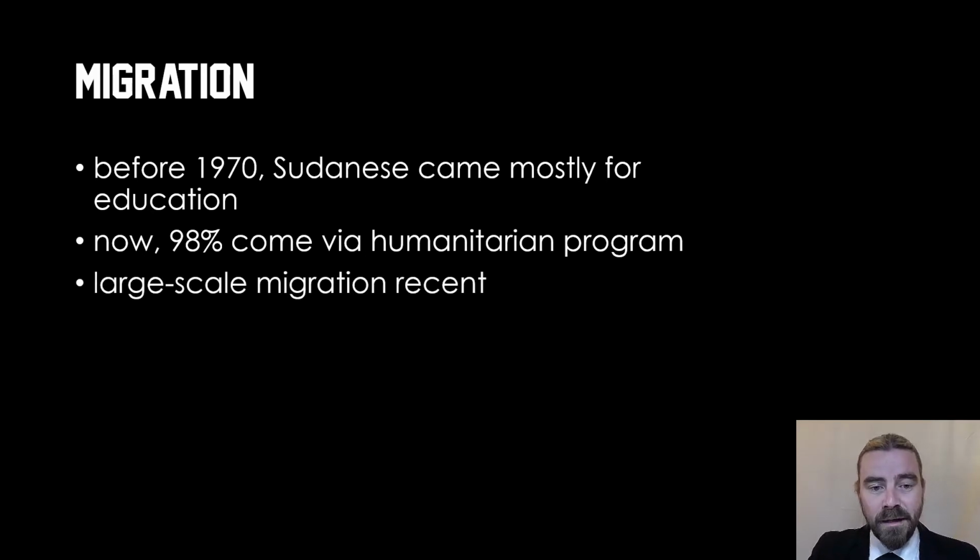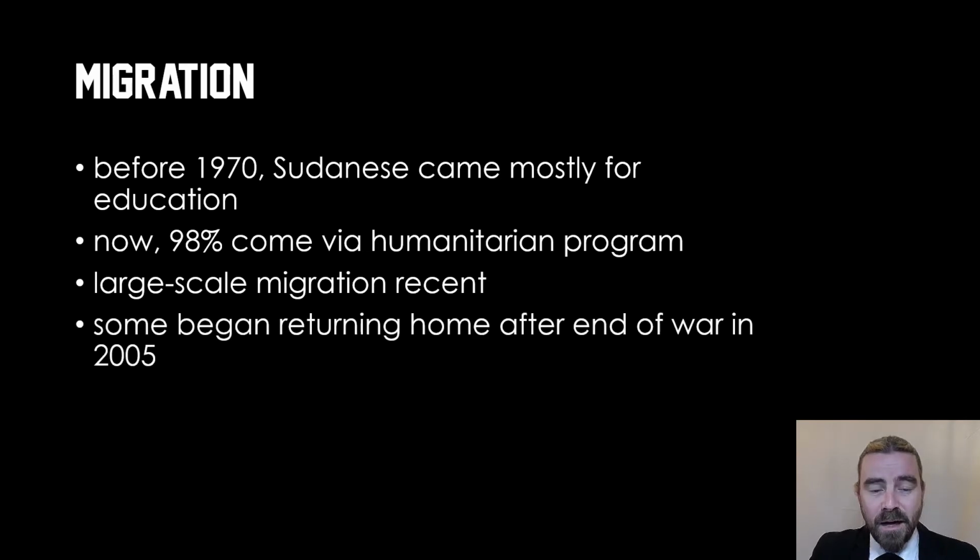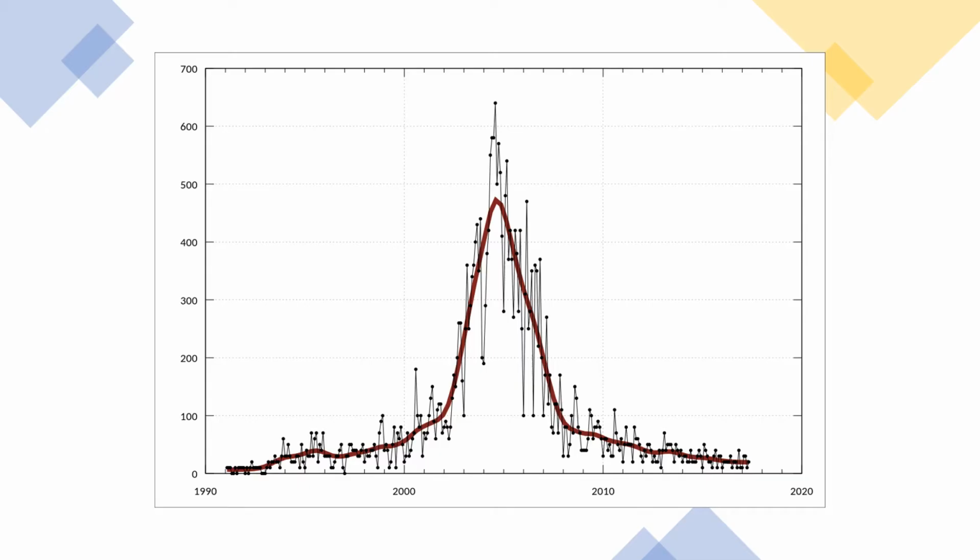So large-scale migration from Sudan and South Sudan has been recent, only in about the last 15 years or so. And in fact, once the Second Civil War ended in 2005, a lot of those people who only came over here to escape the Civil War actually returned home. So South Sudanese migrant levels have been going up, but Sudanese migrant levels from the 2011 to 2016 census have in fact been going down.